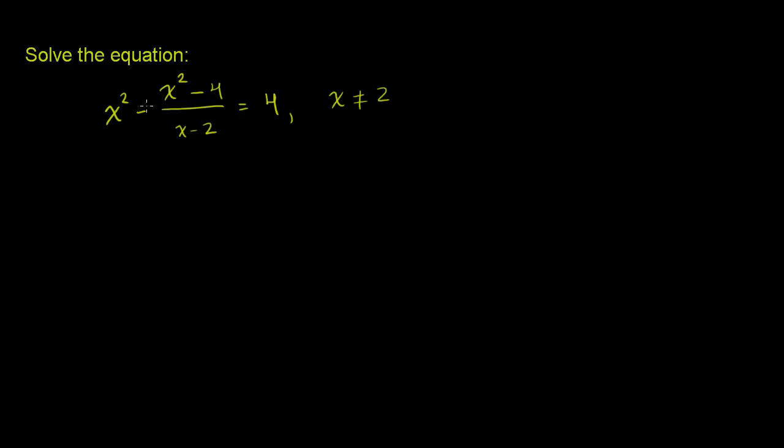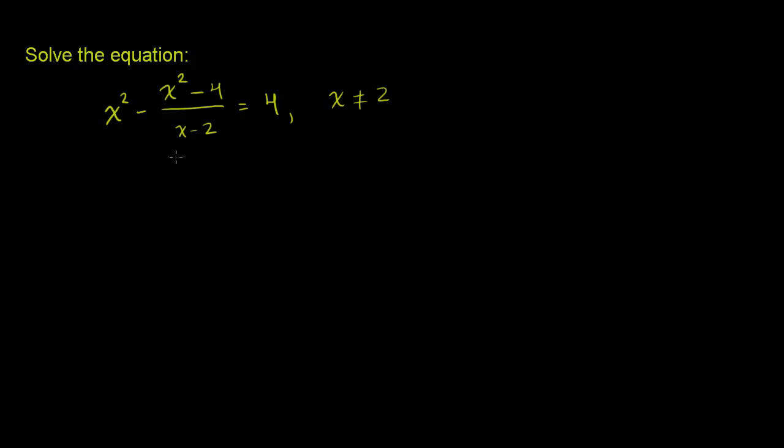Solve the equation x squared minus (x squared minus 4) over (x minus 2) is equal to 4. And they tell us that x won't or cannot be 2, because if it was 2, then this would be undefined. You'd be dividing by 0. So let's see what x is. Let's see the x that actually satisfies this equation.